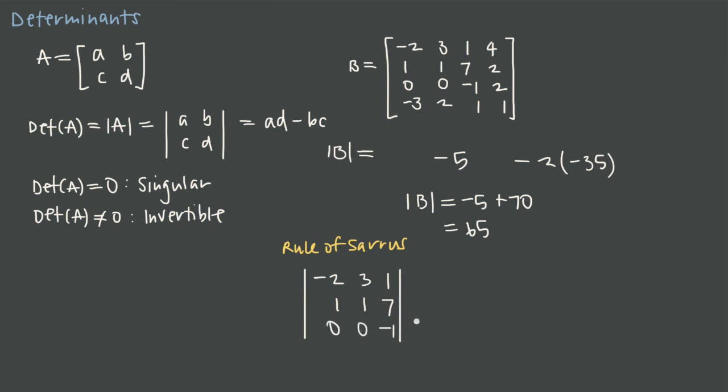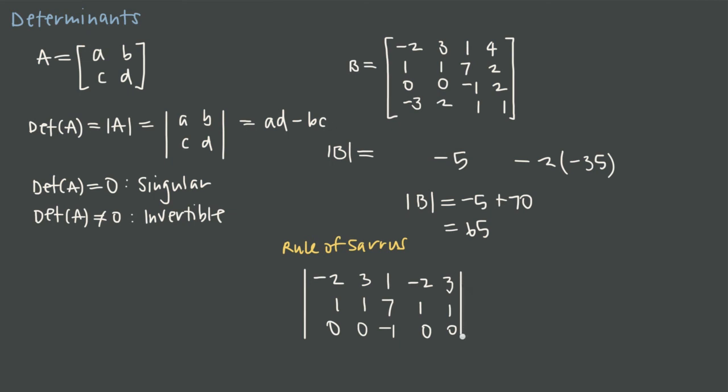The rule of Sarrus tells us that we can go ahead and take the first two columns and augment them onto the right side of the matrix. So we take this first column, -2, 1, 0, and augment it onto the right-hand side, and then the 3, 1, 0, so 3, 1, 0.